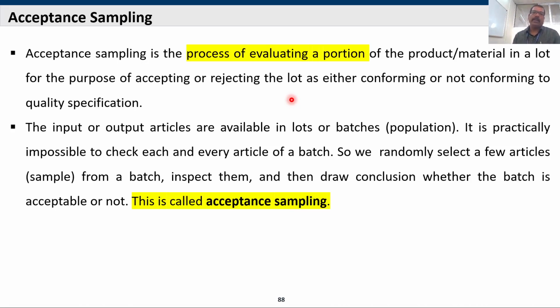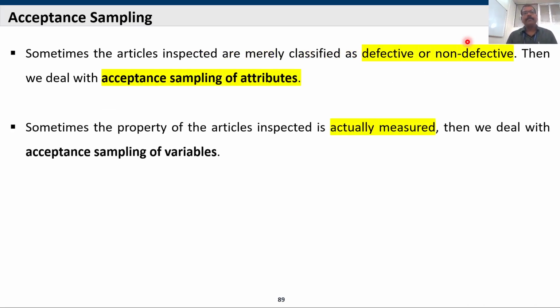The input or output articles are available in lots or batches. We take a sample from the population, so the sample represents the population. It is practically impossible to check each and every article of a batch, so we randomly select a few articles, that is called a sample, from a batch, inspect them, and then draw a conclusion whether the batch is acceptable or not. This is called acceptance sampling. By doing this we can decide whether a lot can be accepted or rejected.